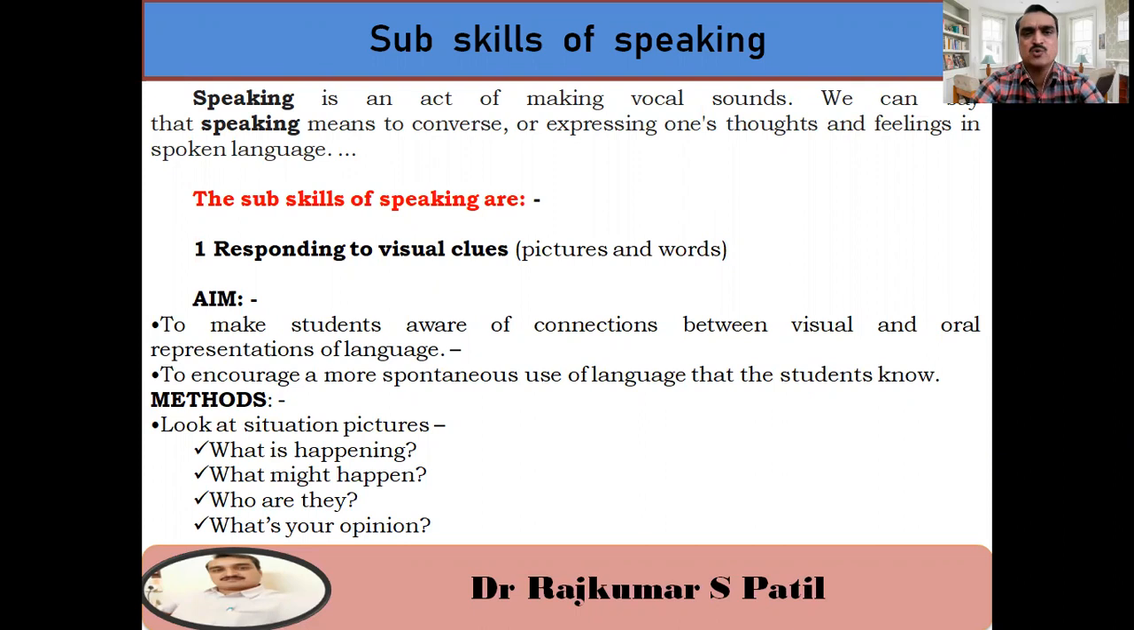So the first and very important sub skill of speaking. See, the sub skills of different skills are different. Say for example, in listening we have different sub skills. We have sub skills in reading ability. Even in writing ability we have some sub skills. Likewise, we have some sub skills in the ability of speaking. The first and very important sub skill of speaking ability is responding to visual cues.